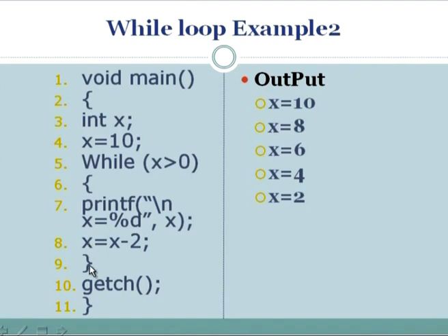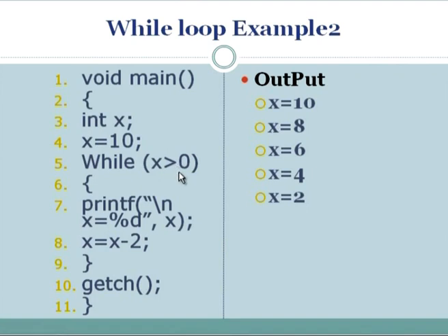Then when control reaches the closing braces of loop, from here it will jump to the loop condition and the loop condition will be evaluated. The current value of x is 8, it is greater than 0, thus control will move inside the body of loop and the current value of x, that is 8, will be displayed on the computer screen. Then the value of x will be decreased by 2, new value of x will become 6, then control will jump to the loop condition and the condition x is greater than 0 will be evaluated.